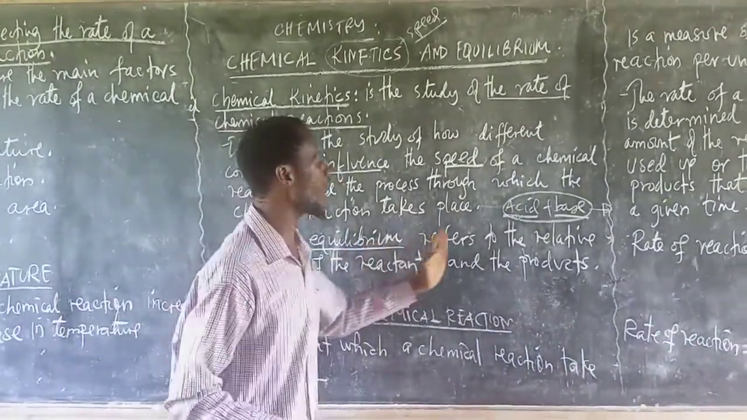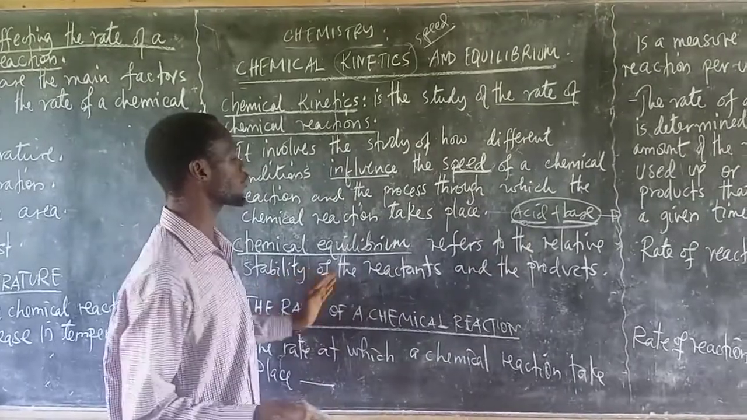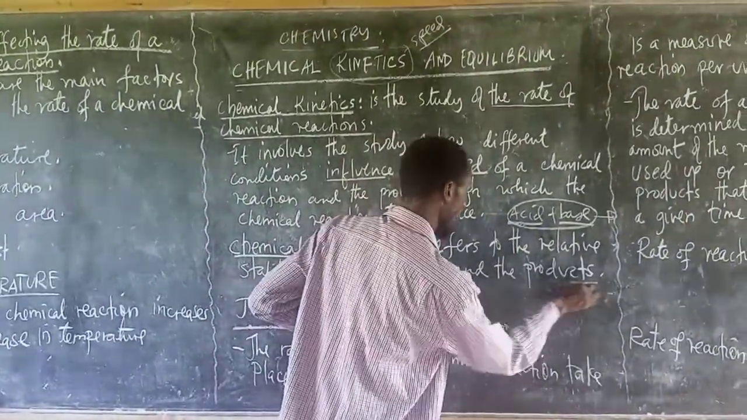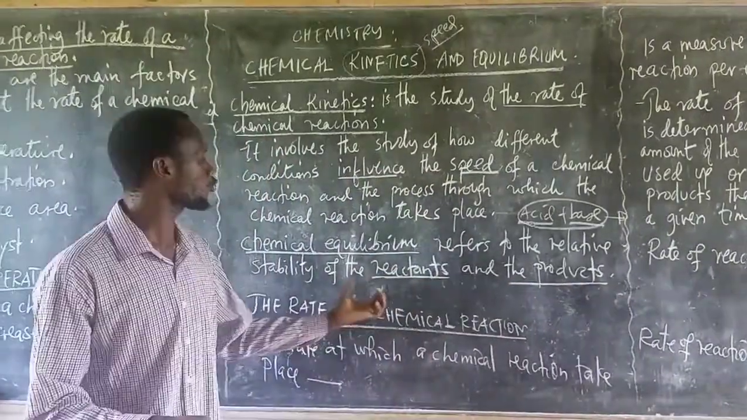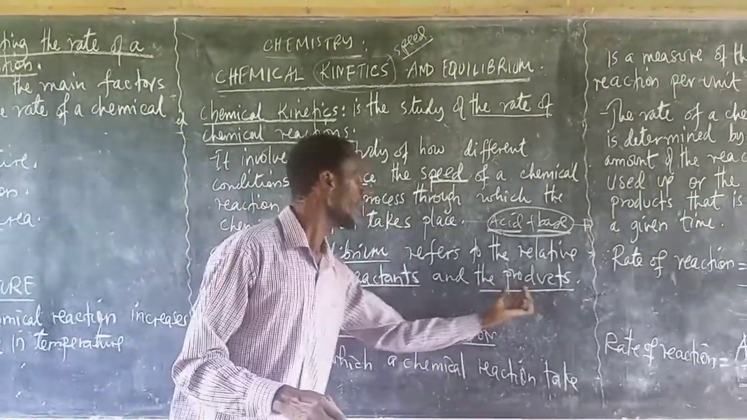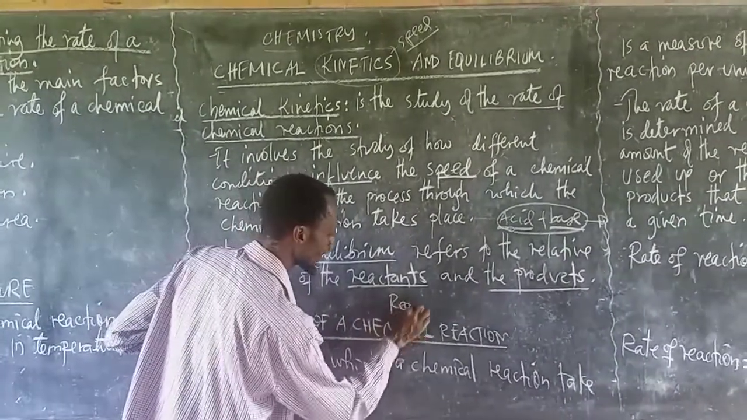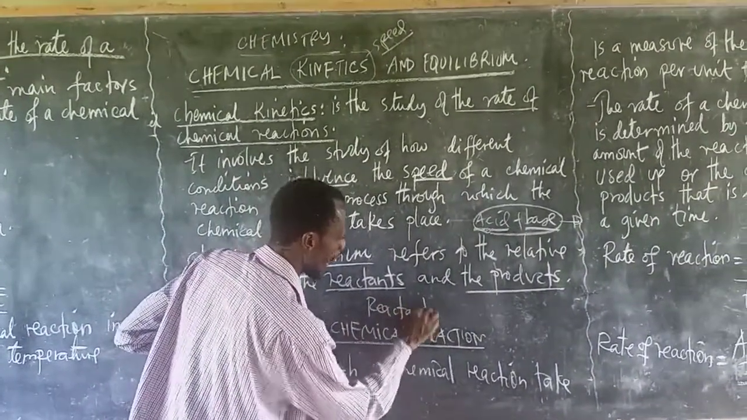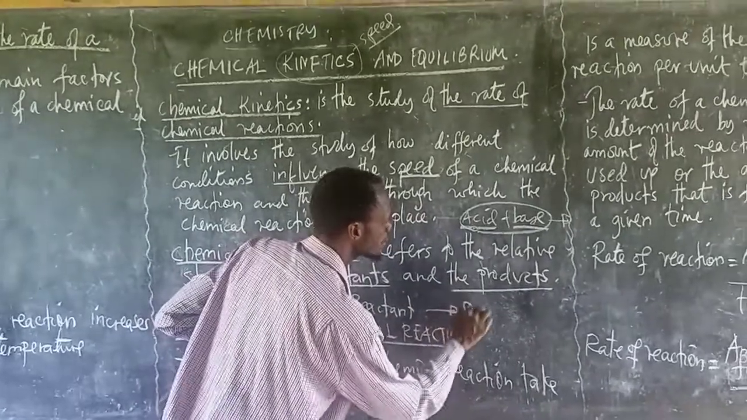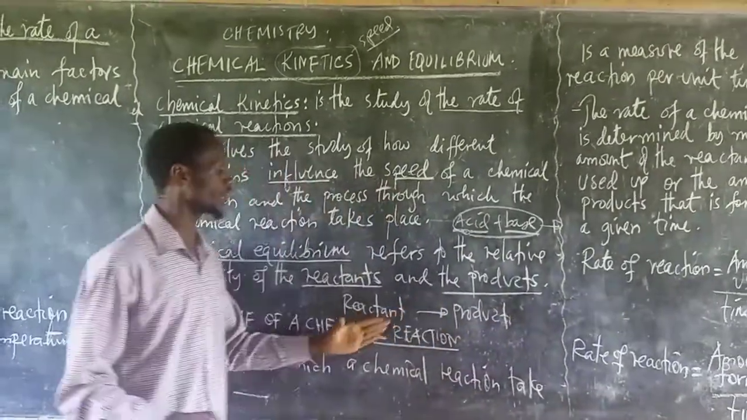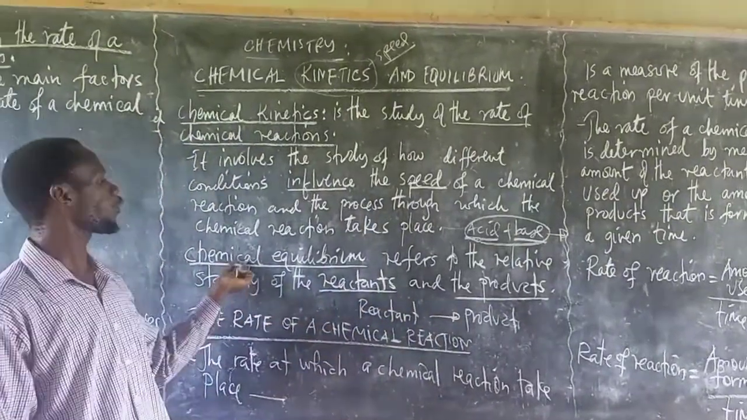Chemical equilibrium refers to the relative stability of the reactants and the products. The balance between the reactants and the products is considered, and this consideration is what we call chemical equilibrium.